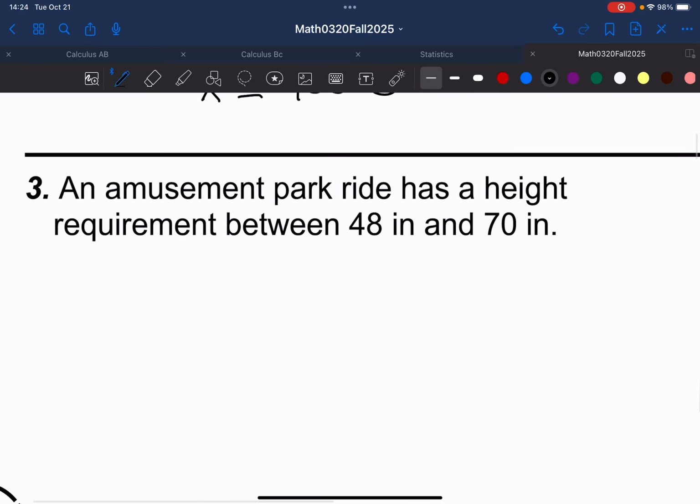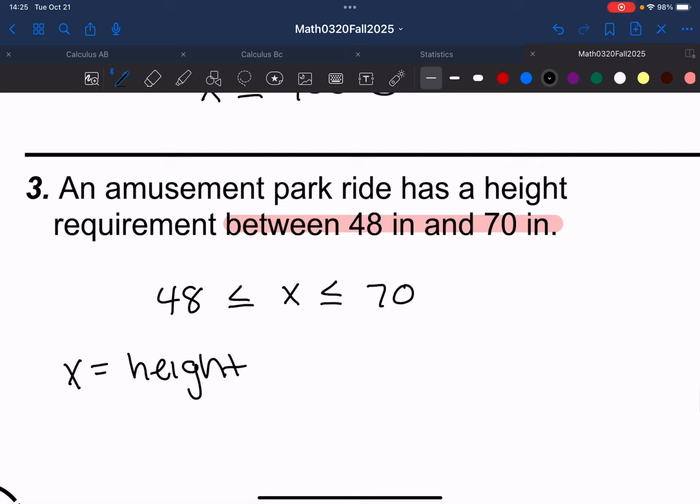Number 3 says an amusement park ride has a height requirement between 48 and 70 inches. Between means x has to be between those values. So it would be 48 is less than or equal to x, less than or equal to 70, where x is equal to your height. Which means you can be 48 inches tall and you can be 70 inches tall. You can be any number in between, but you can't be smaller than 48 or taller than 70 inches.